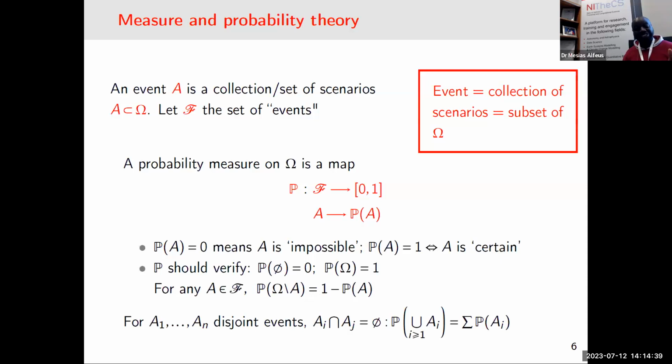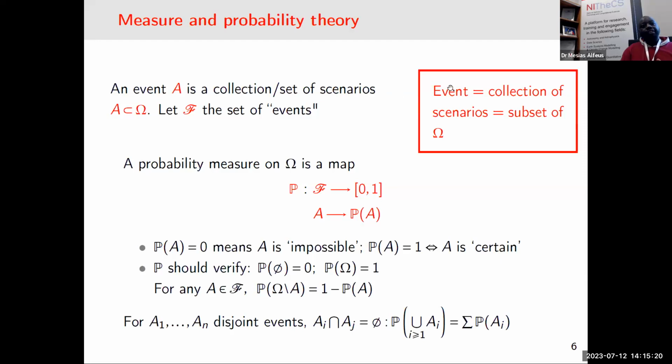So now we introduce, at a very basic level, measure and probability theory. For those who are really interested, you can look at any book on stochastic calculus. If you consider an event A, an event happening is a collection of market scenarios. So A, as an event, is a subset of this set of market scenarios. And this script F is a set of events that are also part of this market scenario.